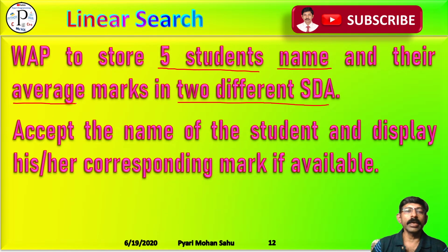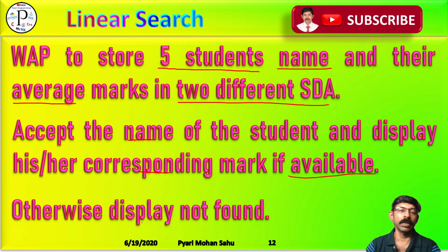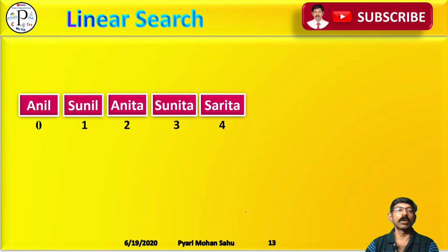What the next part is saying, accept the name of the student and display his or her corresponding marks if available. Underlining this one, it is saying that if it is available, then I will display. Otherwise, display not found. So these are the complete question that we got. Now here we'll see how it is working.